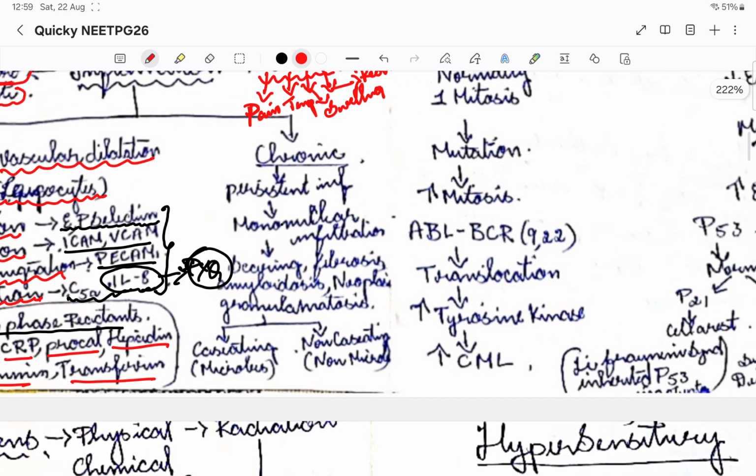Then going on to chronic inflammation, this is because of persistent infection. The acute infection had happened, then finally all the leukocytes took their position and killed all the bacteria that were there, but some of them had remained dormant or remained stronger than our acute reactants. That is when persistent infection will be there, which will lead to chronic inflammation. So mononuclear infiltration will be there, which will lead to scarring, fibrosis, amyloidosis, neoplasia and granulomatosis.